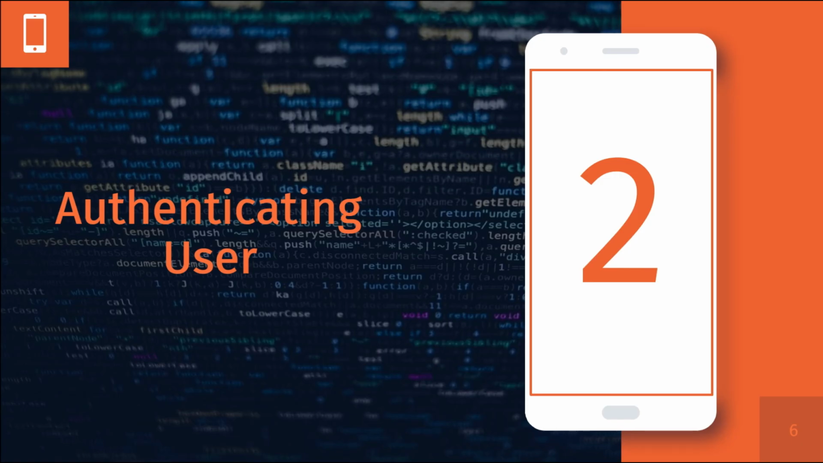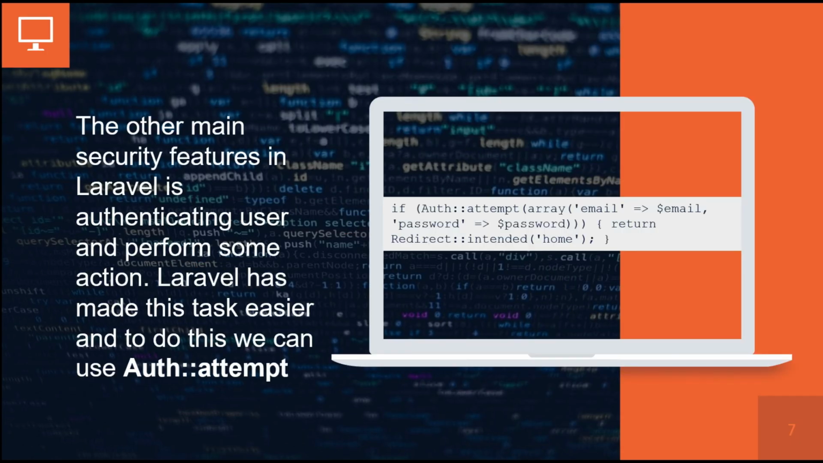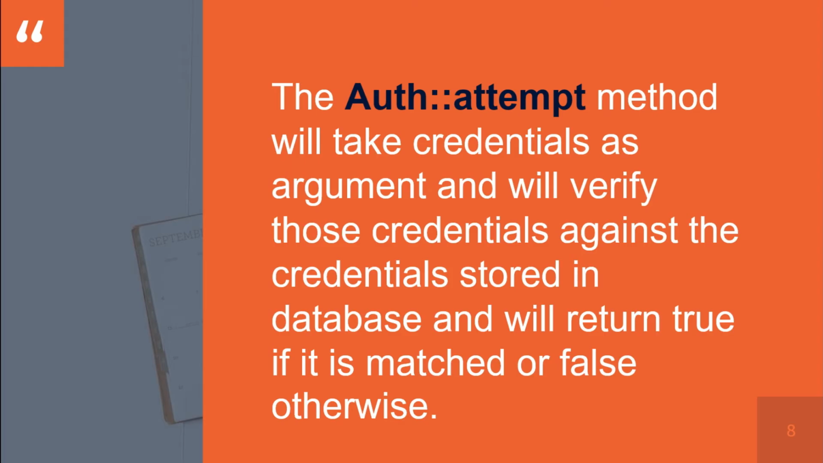Second is authenticating users. The other main security feature in Laravel is authenticating users and performing some action. Laravel has made this task easier, and to do this we can use the Auth attempt method. The Auth attempt method will take credentials as an argument and will verify those credentials against the credentials stored in the database and will return true if it matches or false otherwise.